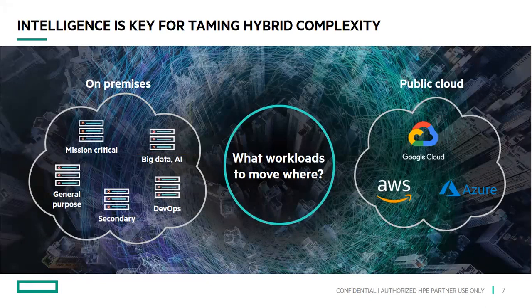Another advantage of going with artificial intelligence is that we can easily have visibility over a hybrid cloud environment. For example, we have our own premises environment, with general purpose servers, mission critical or big data applications, DevOps, or secondary storage. On premises means it is sitting in your data center. Then we have a public cloud, like AWS, Azure, Google, or other clouds like Oracle Cloud. So we have to take a very important decision: whether this XYZ workload should perform optimally on premises or on the cloud.